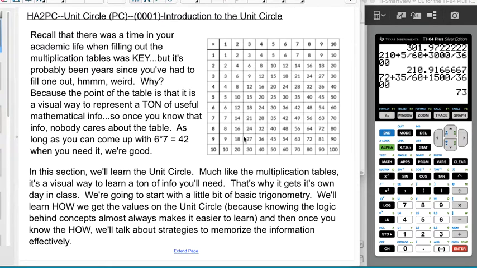All right, this is Honors Algebra 2 Pre-Calculus. We're doing the unit circle today, which is a video section that is technically part of 4.2, but we do it before 4.2. So this is our intro to the unit circle.